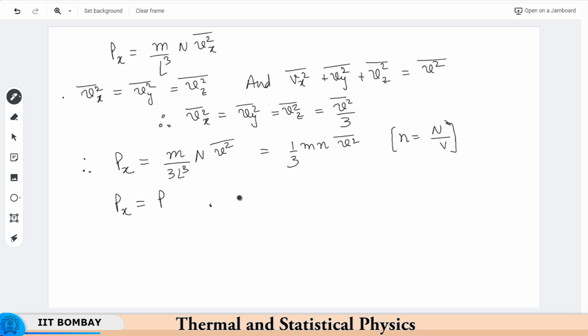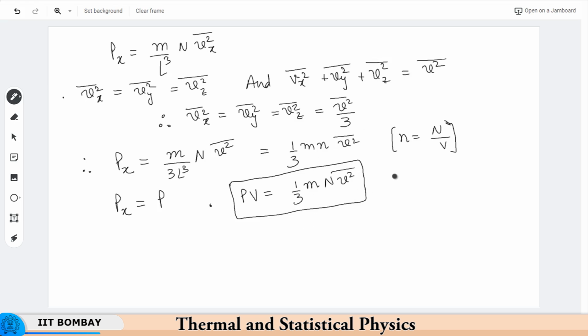So the final result becomes P times V equals 1 by 3 m n V squared average, and this is the result that we have. So using this equation we can calculate the pressure exerted by these ideal gas molecules on the wall of the container.